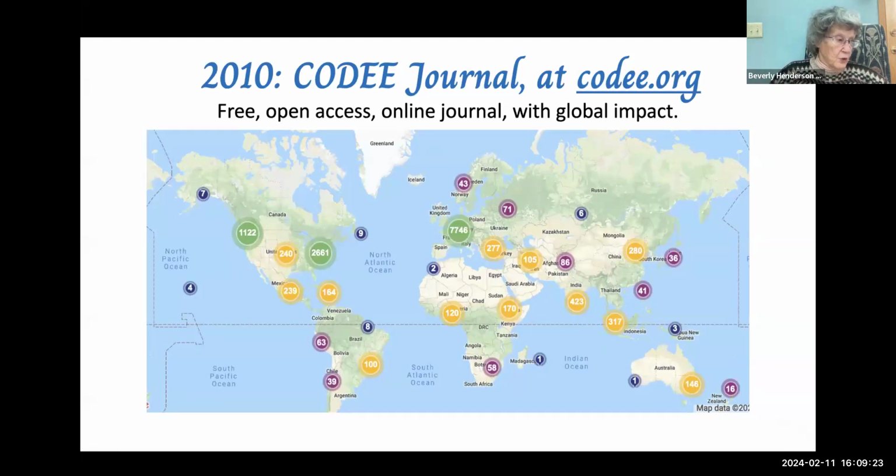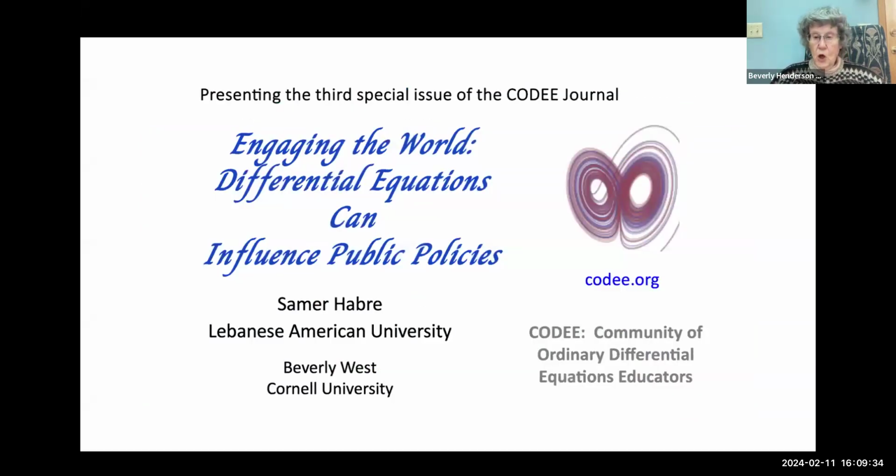We have just published our 3rd special issue with the theme Engaging the World: Differential Equations Can Influence Public Policy. It's already up on the CODEE website, so you can access it anytime. So without further ado, I introduce Samer Habre of the Lebanese American University in Beirut, who has been with us from the very beginning in 1992 and has done a wonderful job as guest editor for all of our special issues. He will tell about this one.